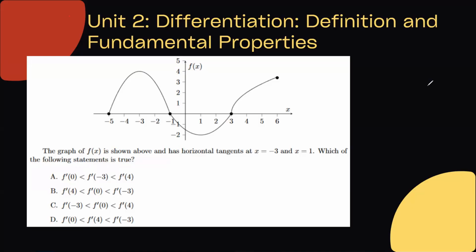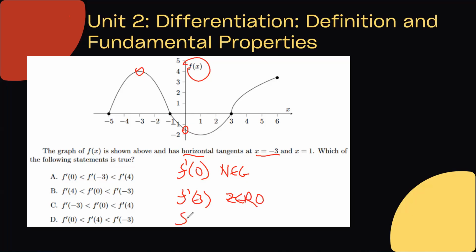The graph of f is shown above, has horizontal tangents at negative 3 and 1. Which of the following is true? So let's look at f prime of 0, which would be right about here. Since the graph is of f, the derivative is the rate of change. All we know is that the slope is negative at that point, so we know f prime of 0 is negative. F prime of negative 3 right here, it says we have a horizontal tangent at negative 3, so we know this is 0. And f prime of 4 would be at this point right here. Since the graph is increasing at that point, the derivative is positive at that point. So inequality A is going to be our correct answer.